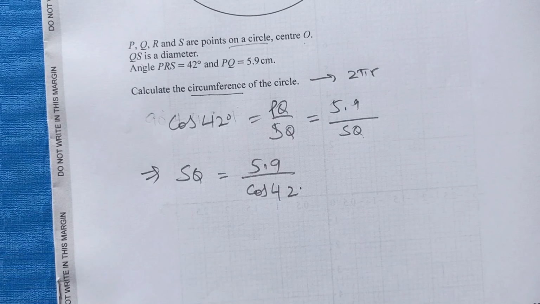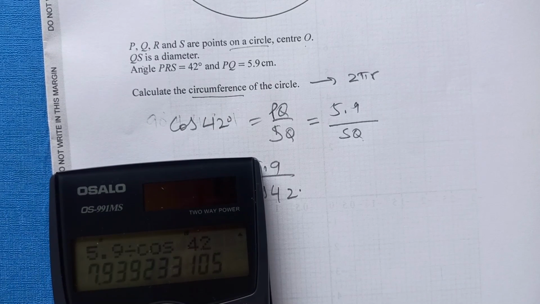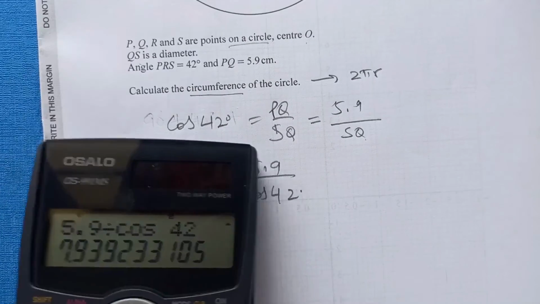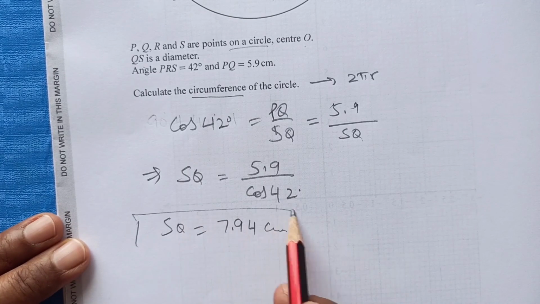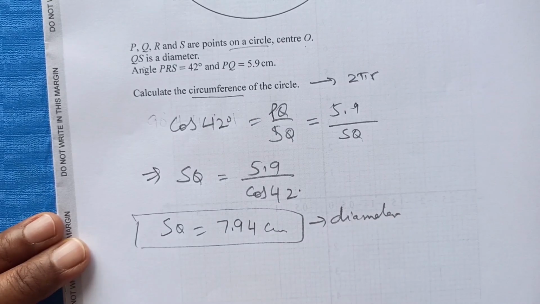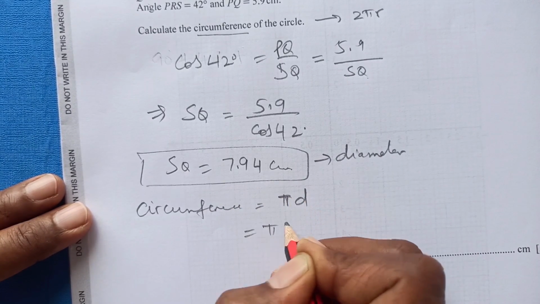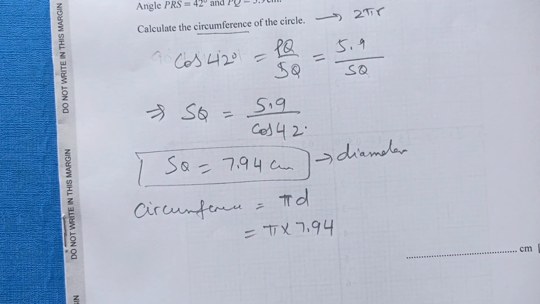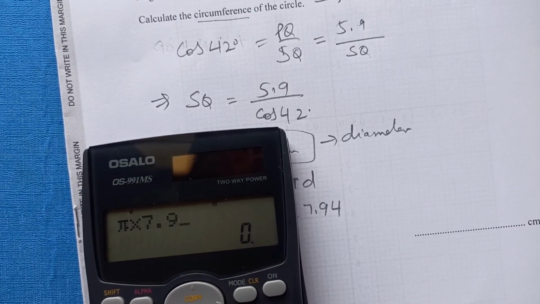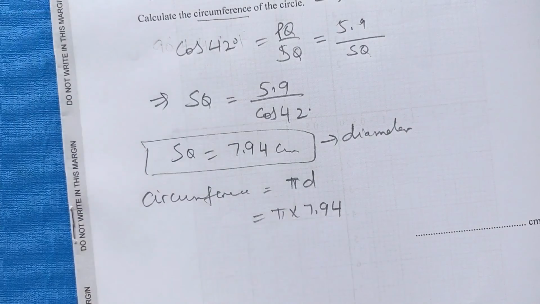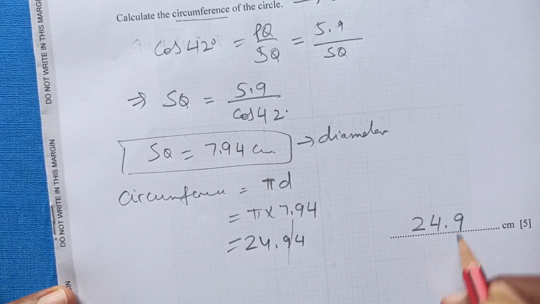So let's calculate that one. 5.9 divided by cos of 42 is 7.94, so SQ is 7.94 centimeters, right? So now we have this diameter. So the circumference of the circle will be pi d. So pi times 7.94 is 24.94. So we can write down in three significant figures 24.9 centimeters.